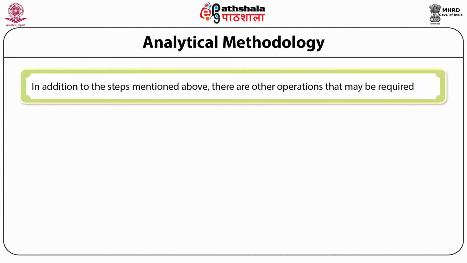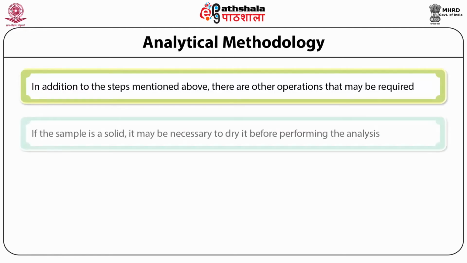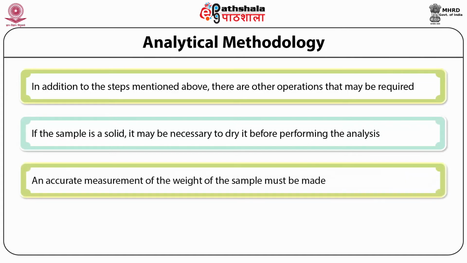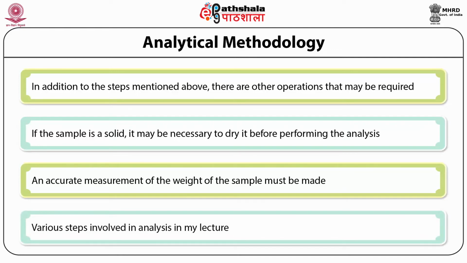In addition to the steps mentioned above, there are other operations that may be required. If the sample is a solid, it may be necessary to dry it before performing the analysis. An accurate measurement of the weight of the sample must be made, since quantitative results are usually reported in relative terms. For example, the number of grams of analyte per 100 gram of sample. I shall discuss various steps involved in analysis in my lecture.